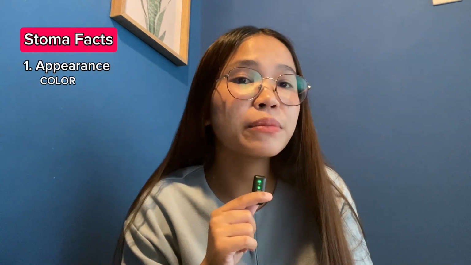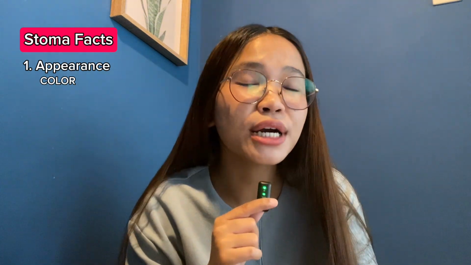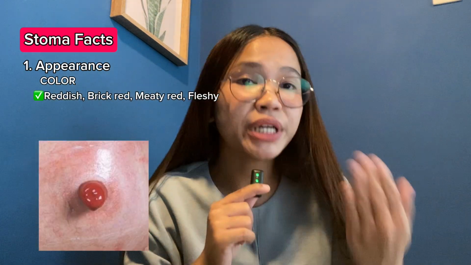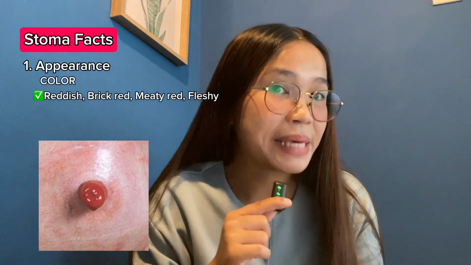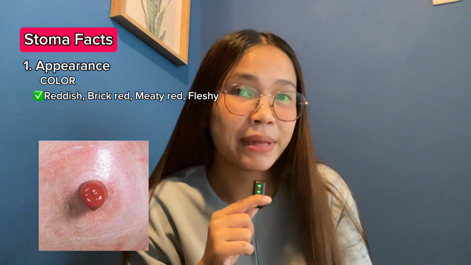Now let's move on to particular stoma facts that you have to know so that you can answer questions regarding stoma care. Number one is regarding the appearance. Guys, ano ba yung dapat na appearance ng isang stoma? Let's start with the color. Ano ba yung mga normal and expected colors of a colostomy? They should look reddish or brick red or meaty red or fleshy pink. Yan yung mga terms na ginagamit natin.